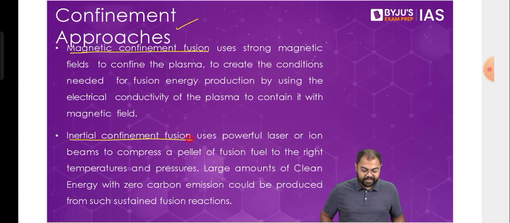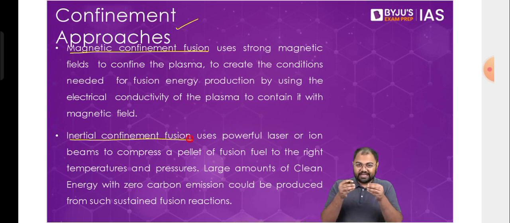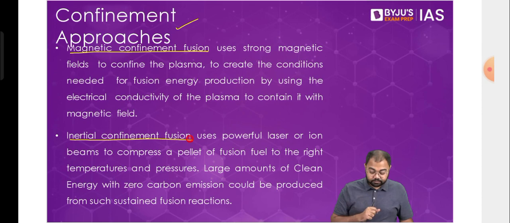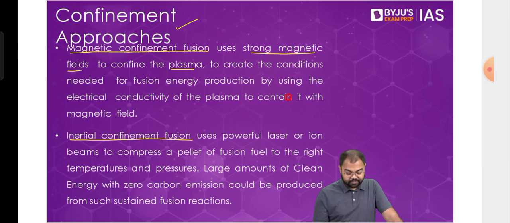Now, in case of magnetic confinement, the term is magnetic. So what we do is that we use a very strong magnetic field, and under these conditions of very strong magnetic field, the charged particles, also called plasma, would be confined. All right, the plasma would be confined within the magnetic field, and the plasma will be made to stick together. And if the plasma sticks together, we release energy from here. So this is basically what we do: we use a very strong magnetic field to confine the plasma, to create the conditions needed for fusion energy, using the electrical conductivity of the plasma to contain it within the magnetic field.